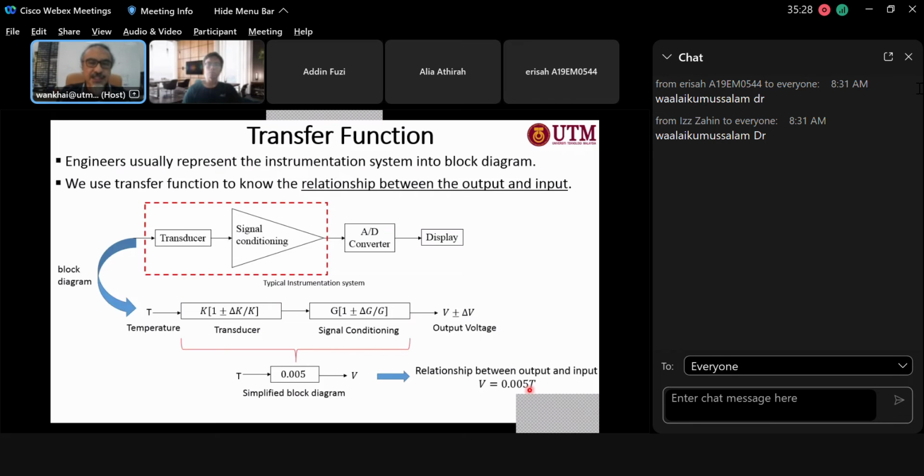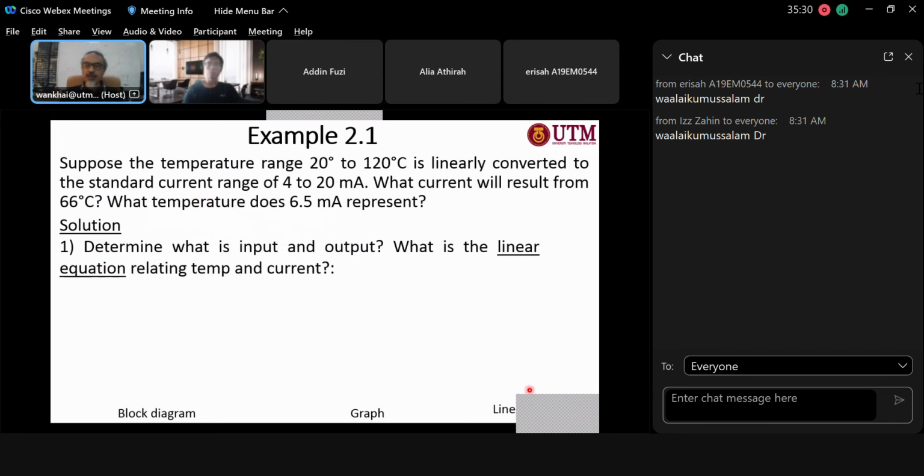It can be any other relationship. Here, suppose we have example 2.1. Suppose the temperature range. So we have something like this. Suppose this is our transducer and also the signal conditioner, and we are subjecting our transducer and signal conditioner to a range from 20 degrees to 120 degrees. It's linearly converted to a standard range of 4 to 20 milliamp.